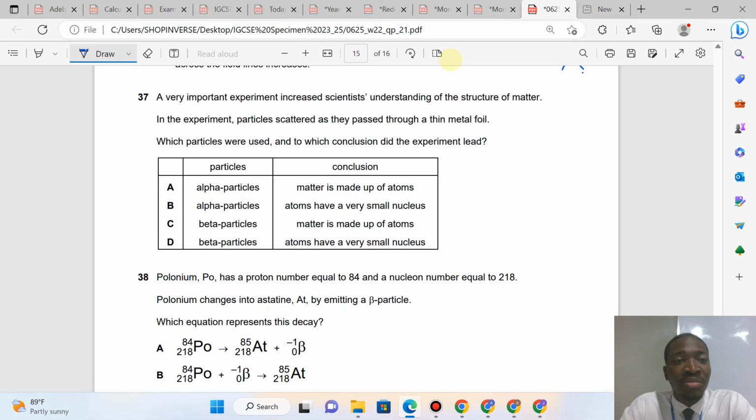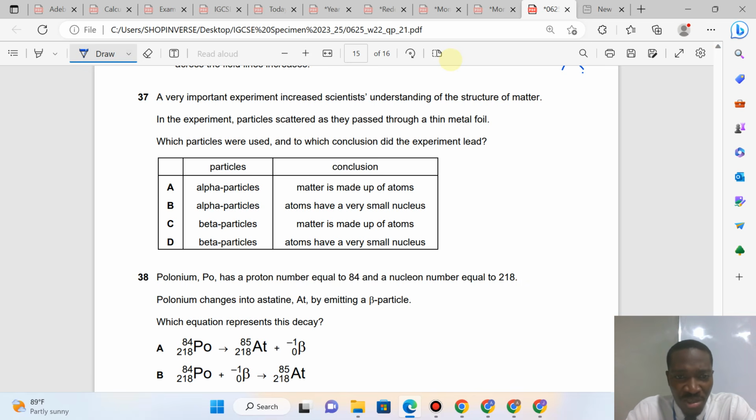Question 37. A very important experiment increased scientists' understanding of the structure of matter. In the experiment, particles scattered as they passed through a thin metal foil. Which particles were used and to which conclusion did the experiment lead? Alpha particles, correct? Then option A says alpha particles, that's correct. Matter is made of atoms. That did not make us know that matter is made up of atoms.